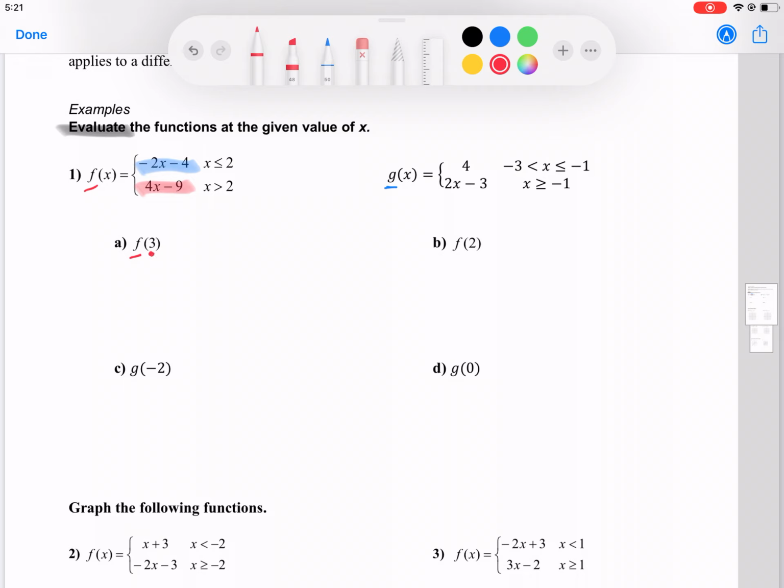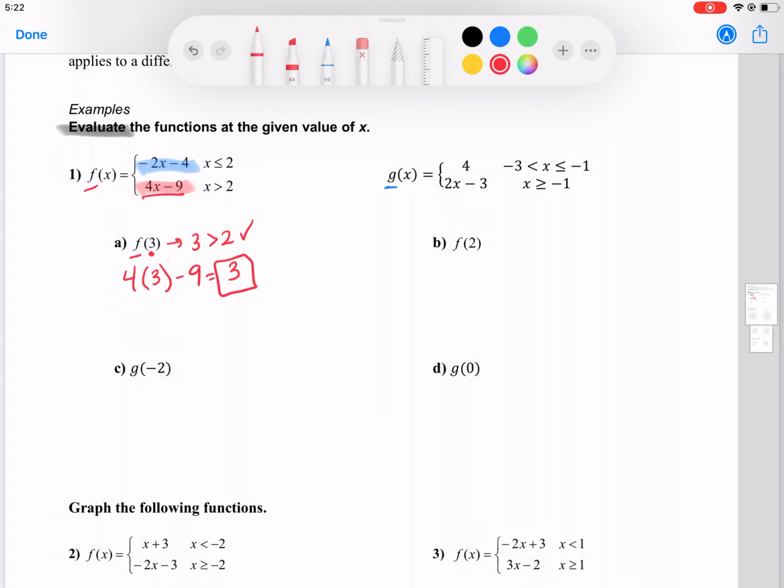So we've got 3. So all you have to do is ask yourself, is 3 less than or equal to 2, or is 3 greater than 2? Well, 3 is greater than 2, meaning we're going to use the 4x minus 9. So we're going to do 4 times 3 minus 9, or 12 minus 9, which is 3.